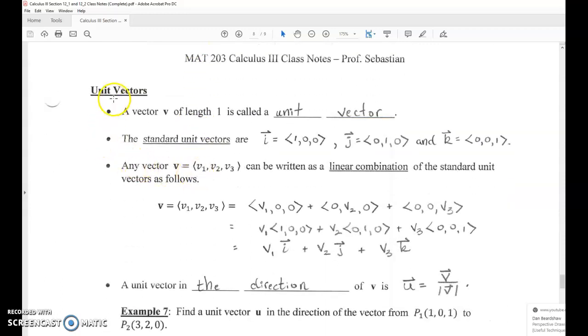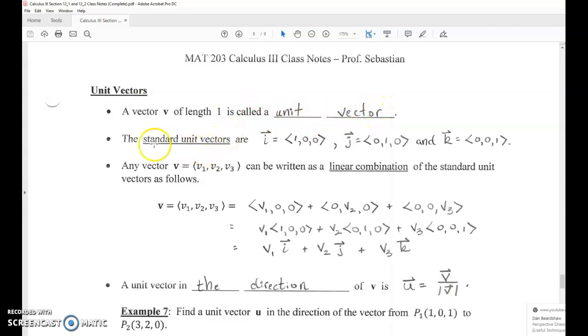Okay, so what's a unit vector? I'll often use the words, let's make a unit vector, the unit vector, etc. So we need to understand what a unit vector is. So a vector, let's call it v, of length 1 is called a unit vector. Any vector that's length 1 is called a unit vector.